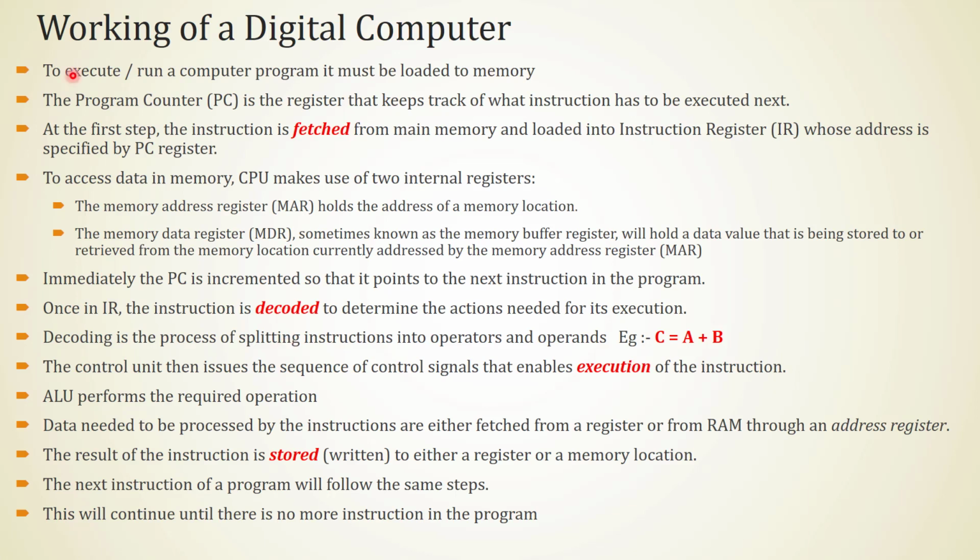To execute or run a computer program, it must be loaded to memory. In the previous video we discussed computer programs. A computer program is nothing but a sequence of instructions. To execute these instructions, they must first be loaded to RAM or memory. Most of the time we store a computer program as a file in secondary storage, so to execute that program, we have to load it from secondary storage to main memory.